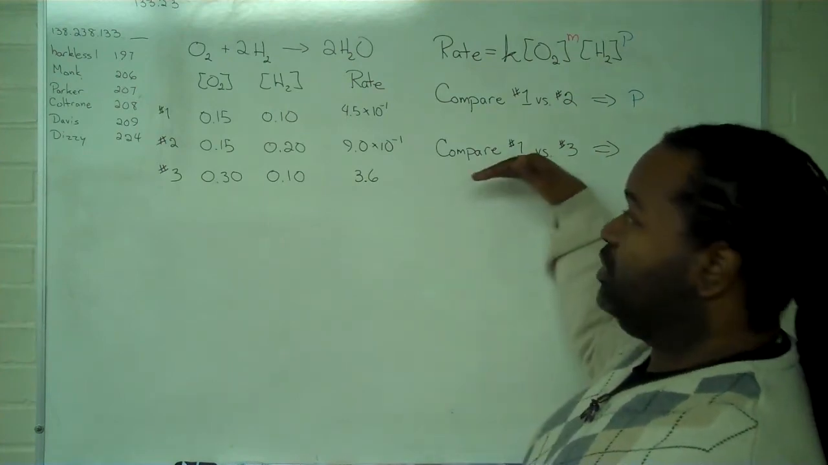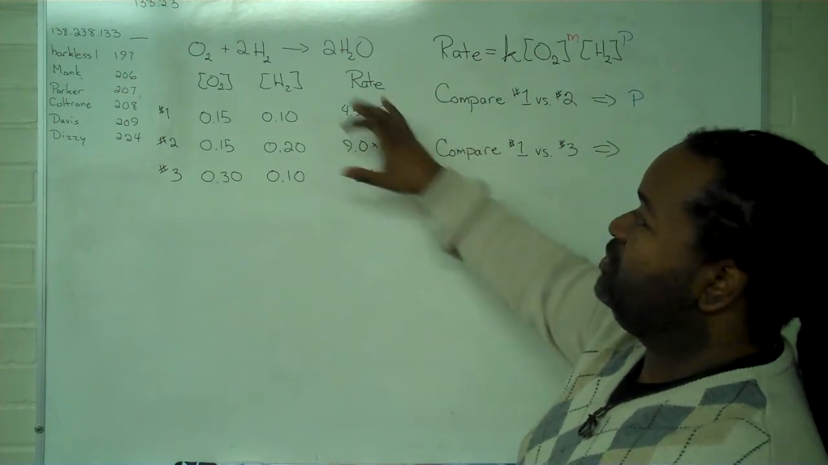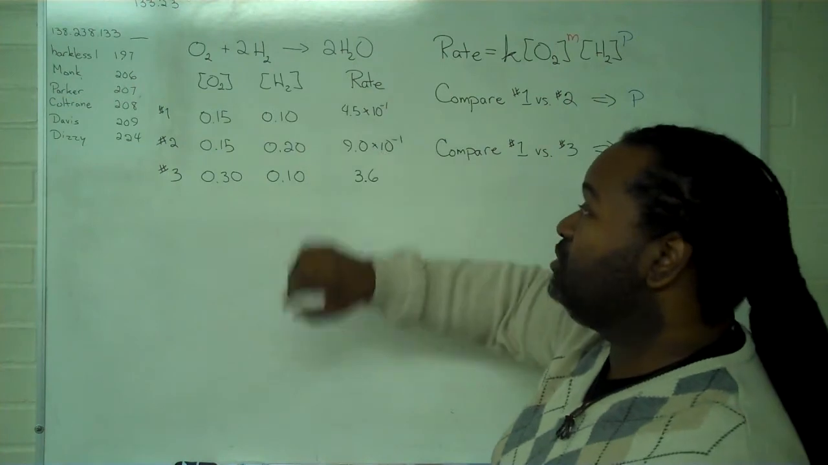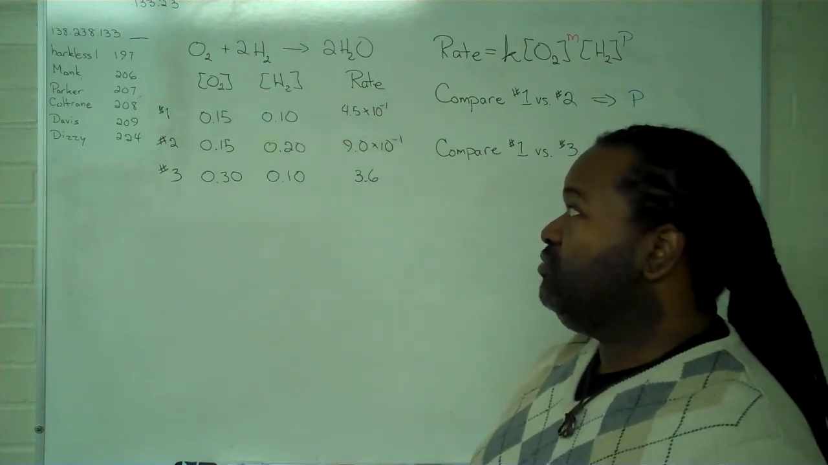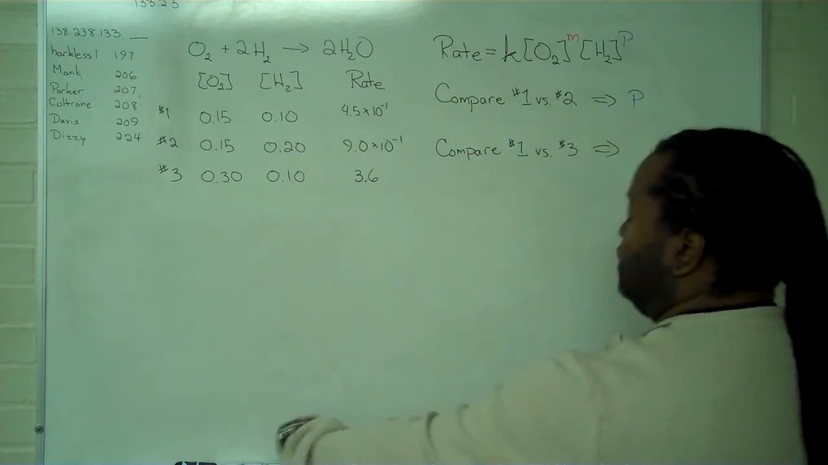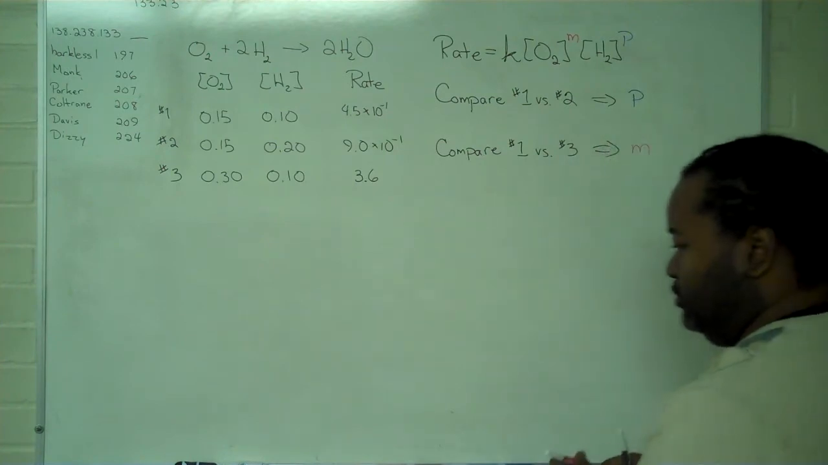Now, the second comparison I'm going to make is 1 versus 3. Again, we see that the rate changes. However, this time, the hydrogen concentration does not change. And so all of the change in the rate has to be a result of the change in oxygen concentration. And because of that, that comparison will give us a value for M.